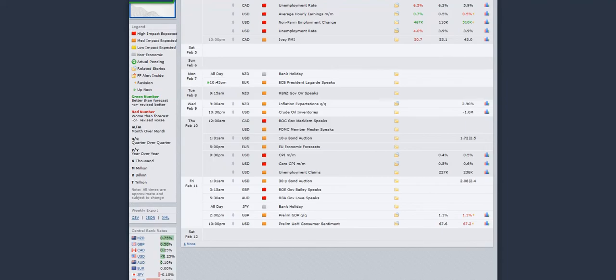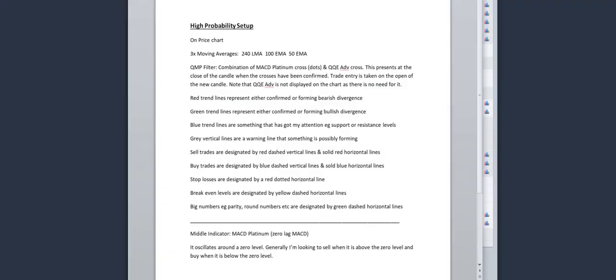Okay, before we get onto the charts, let's have a look at the indicators, all the different colors, etc. on the chart. You can pause the video, read this, take a screenshot if you wish. This just shows you what all the indicators are, the three moving averages and their settings. The QMP filter, that's the red and green dots on the price chart, and how that comes about. Red trend lines, green trend lines, blue trend lines, grey vertical lines. Sells are normally in red, buys are in blue. You'll see all this in the charts.